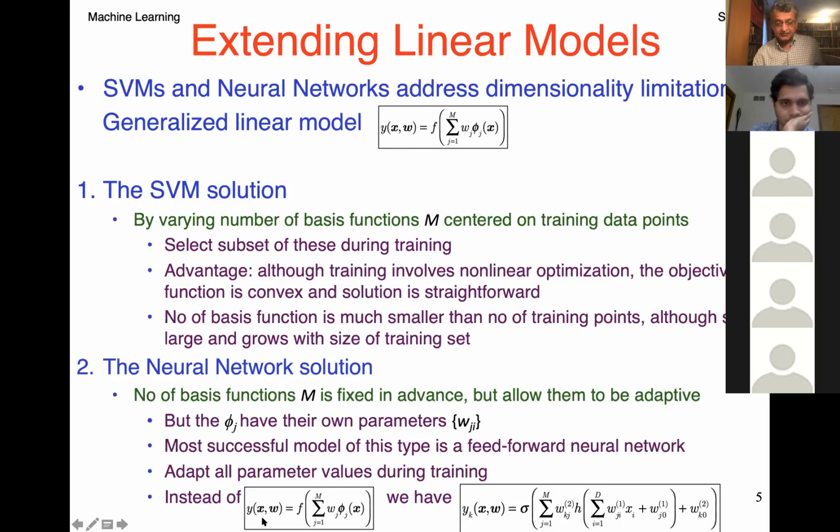So instead of y of x comma w is equal to f of summation wj phi j of x, we have, supposing we have a k class problem, the kth value y_k of x, w is equal to sigmoid of the summation of wkj times h of wji xi. So you see the inner loop here corresponds to computing the features, the inner loop, h of wji xi.